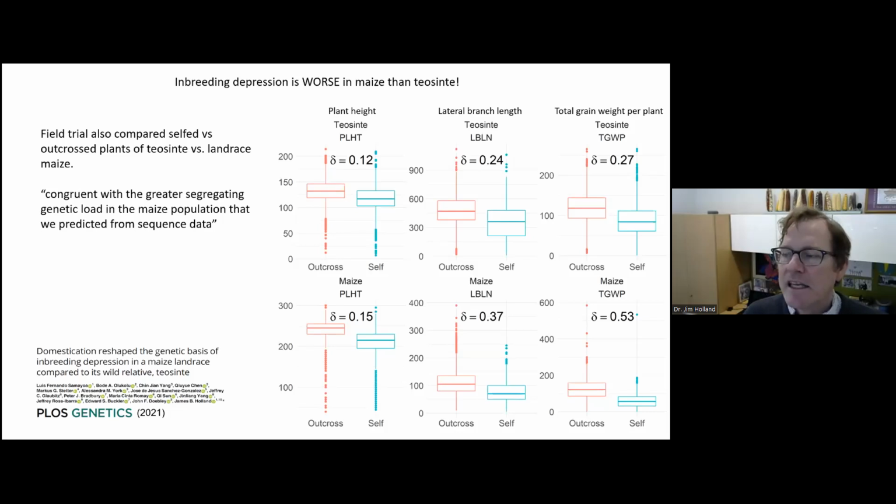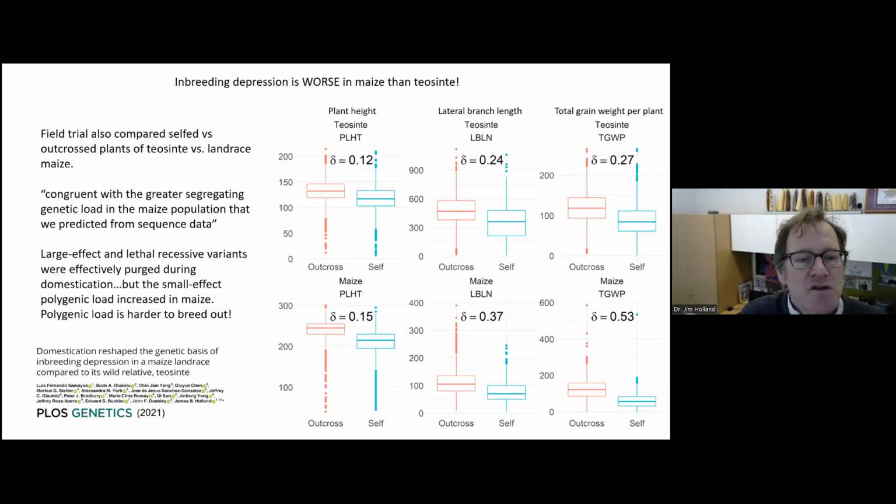It turns out that even just looking at sequence data, you can find in these landrace populations that they're segregating for a higher predicted genetic load. And it turns out phenotypically that's true. The story's a little bit subtle. If you look for large effect variants, almost Mendelian segregating things that are either highly lethal or have really large effects, there are more of those in teosinte than in maize. So the domestication bottleneck actually knocked out some of the large effect deleterious variants.